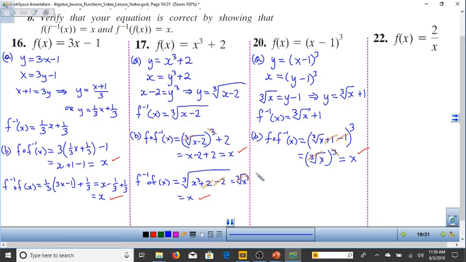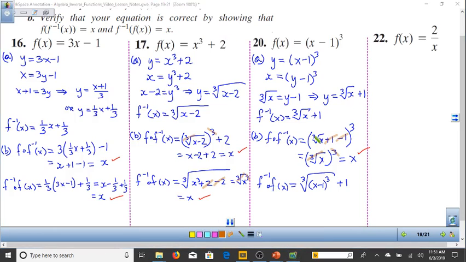Then let's go on to f inverse of f of x. So now we take f inverse, which is the cube root of quantity x minus 1 cubed, and then outside of that we put plus 1. So the cube root undoes the cube, and that leaves us with x minus 1, then plus 1, which gives us x.